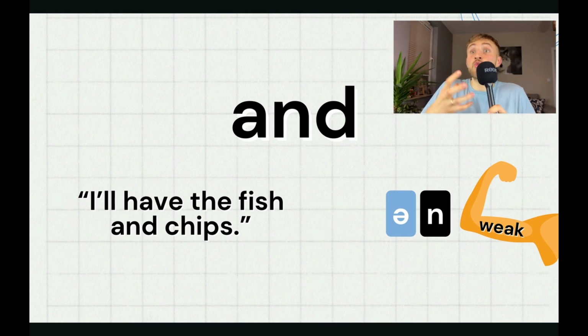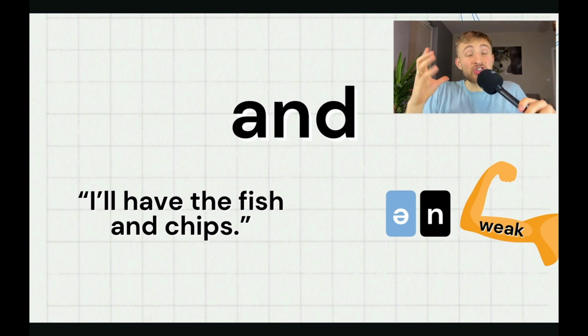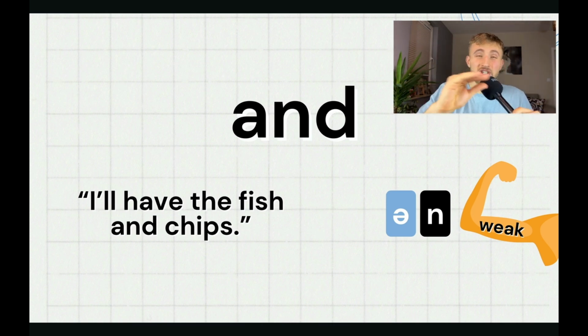That's an unstressed word. We talked about unstressed syllables. These are unstressed words. It's a complete reduction of the whole word. Now you have to know that I told you every grammar word has a weak form, so you need to learn all of these.